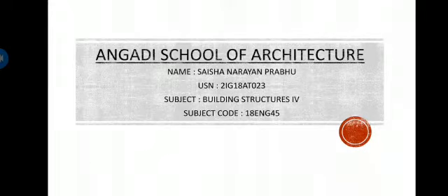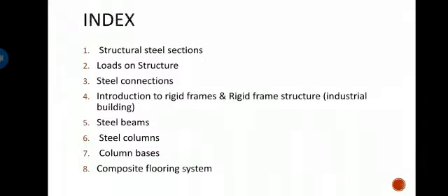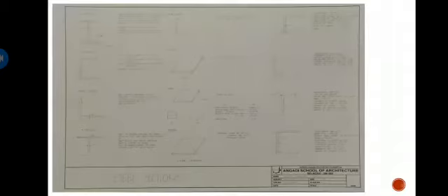This semester, we learned more about steel, which included what is structural steel, different structural steel sections, loads acting on structures, steel connections and their types, steel beams, steel columns, steel base, composite flooring system, and rigid frames. Starting with the first topic, that is steel sections.